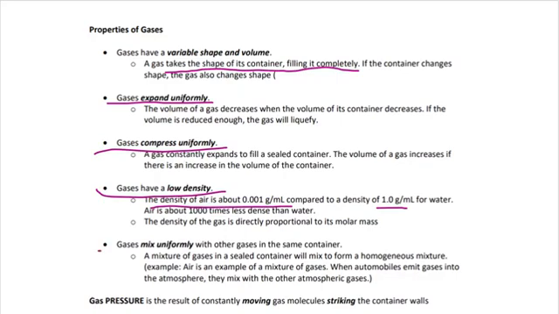And gases mix uniformly, similar to the example I just gave, where my oxygen is not going to be in one part of the container while the carbon dioxide is in another part of the container. They're going to mix to form a homogeneous mixture.